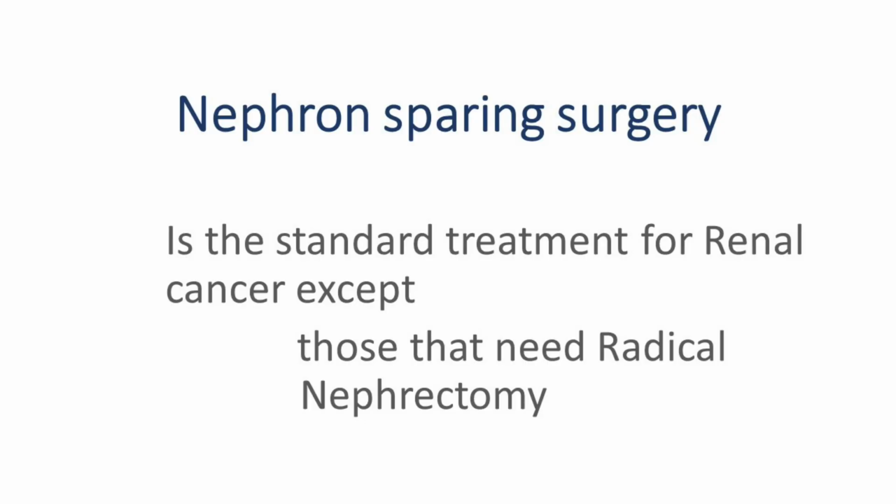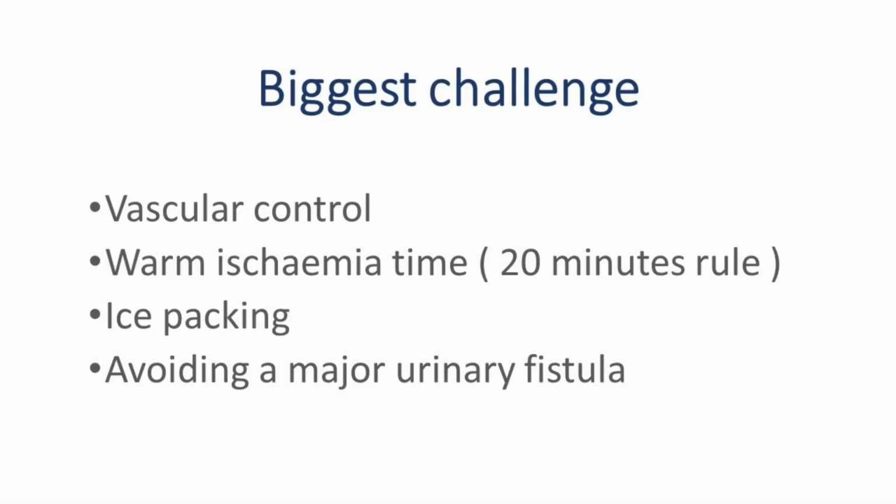The second surgical option is nephron sparing surgery, which is the standard treatment for renal cancer except those that need radical nephrectomy. Nephron sparing surgery is commonly done after clamping the renal vessels to minimize the risk of torrential bleeding. This surgery poses two challenges. First is performing the surgery within 20 minutes after clamping, since the safe warm ischemia time allowed is 20 minutes.